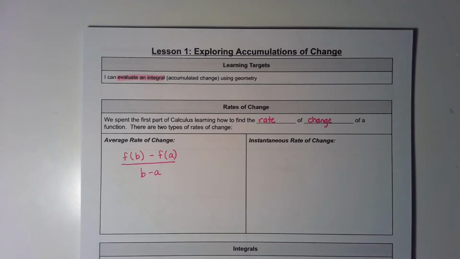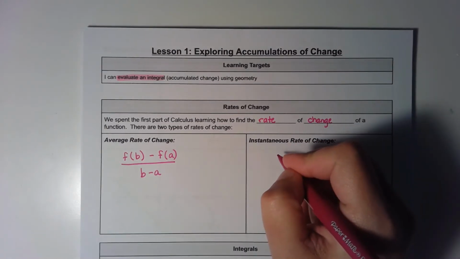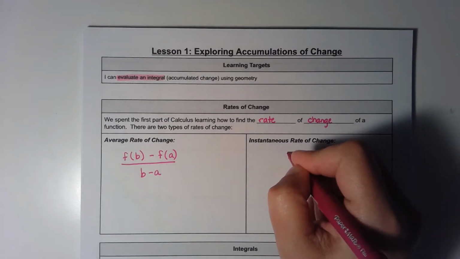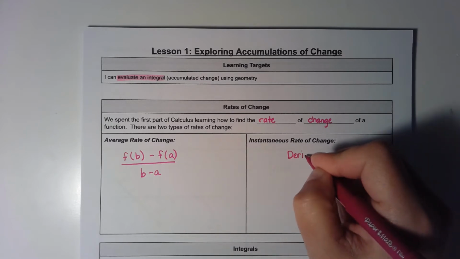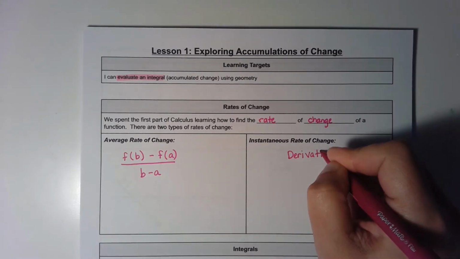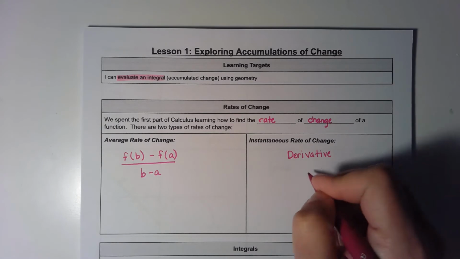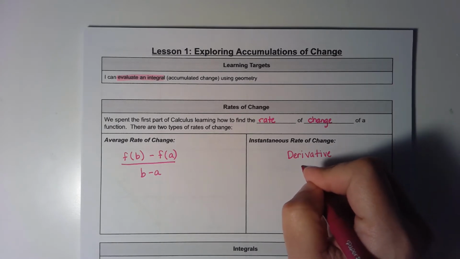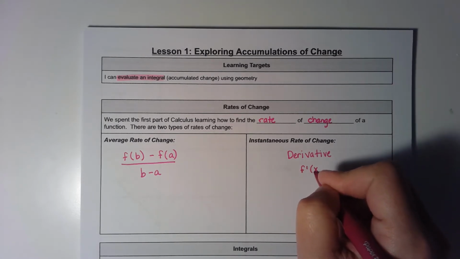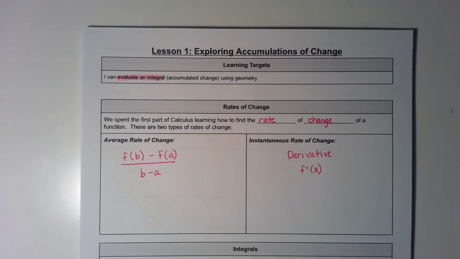We also learned about something called the instantaneous rate of change. Now, the instantaneous rate of change is the derivative. So we can find the instantaneous rate of change by finding the derivative of our function using all of our derivative rules that we've learned before.